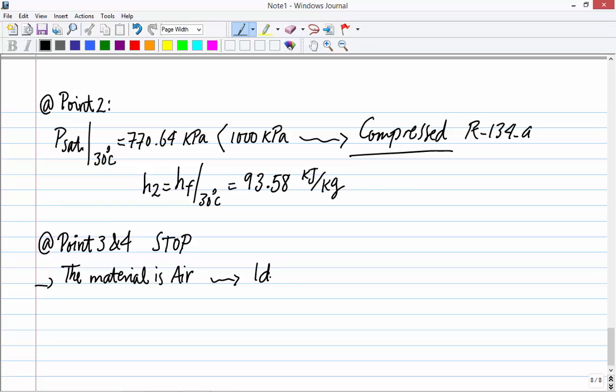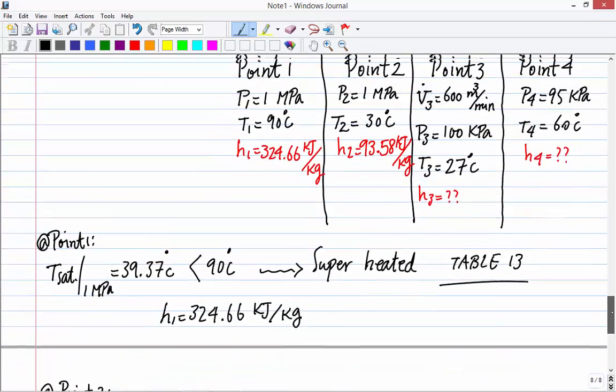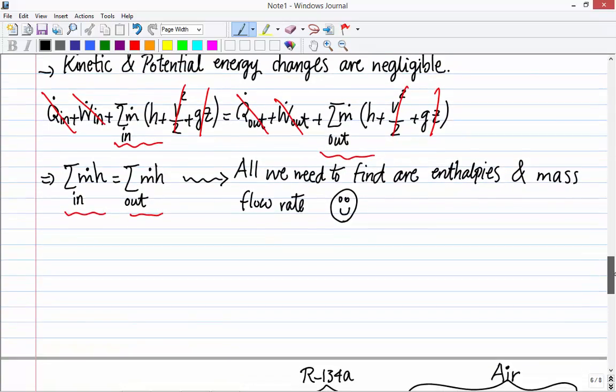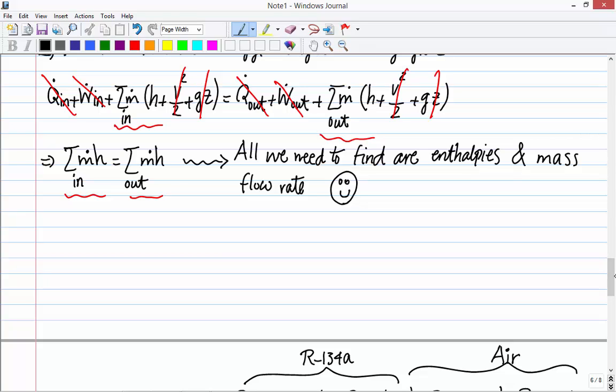So, ideal gas. I love this part, because it helps a lot and then it's summarized. The solution will be shorter. Let's see what we're looking for, because I don't want to get lost. We are looking for the summation: m dot 1 h1 plus m dot 3 h3 equals all the outlets.